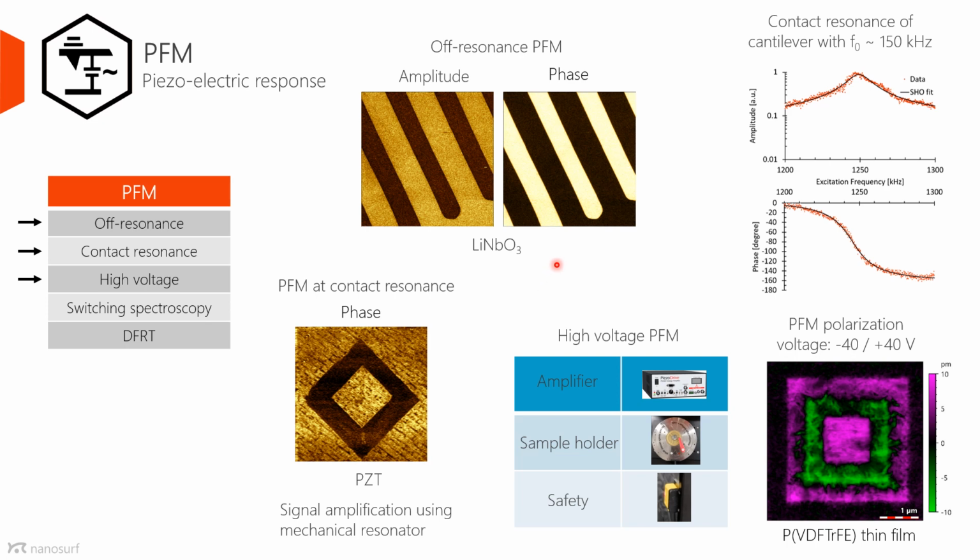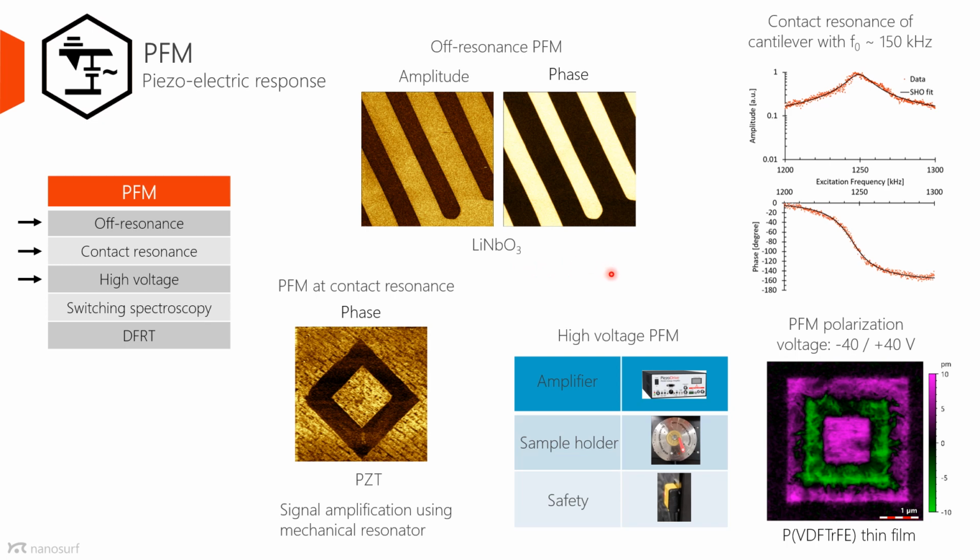The very basic PFM measurement is done with a lock-in frequency below the tip resonance. This is called the off-resonance PFM measurement. Such a measurement is the least sensitive, but still you can yield good results in samples with strong signal, as for example here in the case of the lithium niobate sample, which is a typical PFM test sample.